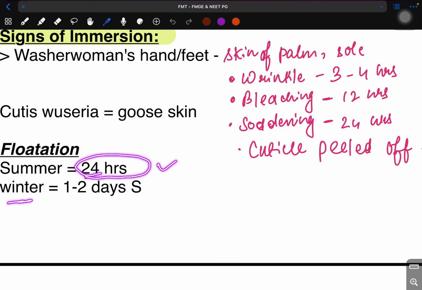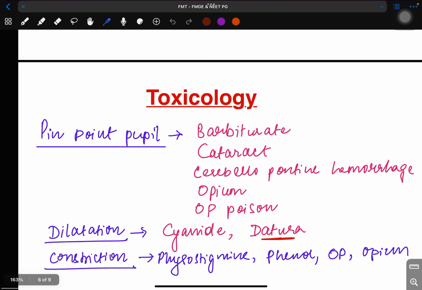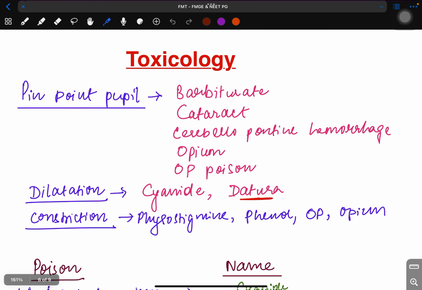Whereas in winter time, it will take 1 to 2 days. So in winter time, it takes more time to float onto the surface. Now coming to the topic of toxicology, we will find pinpoint pupil in barbiturate poisoning, in cataract, in cerebropontine hemorrhage, in opium poisoning, and in organophosphate poisoning.